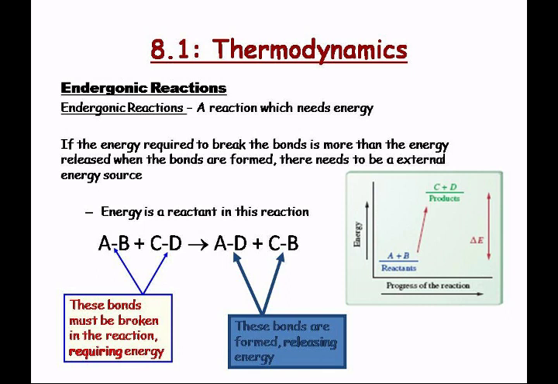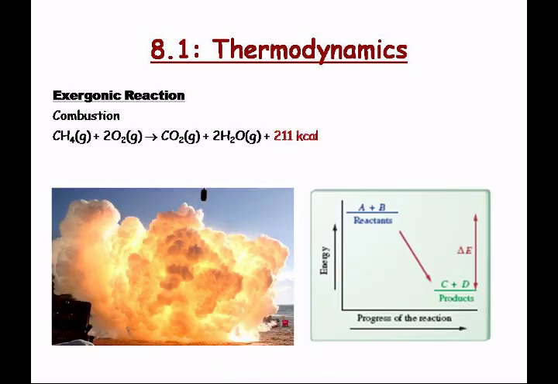So an endergonic reaction is just the opposite of that. If the energy required to break the bonds is more than the energy released when the bonds are formed, then you need to have an external energy source, like this guy pushing the boulder up the hill. You need to have the man there pushing it up. In this case, we'll have energy as a reactant in these equations.